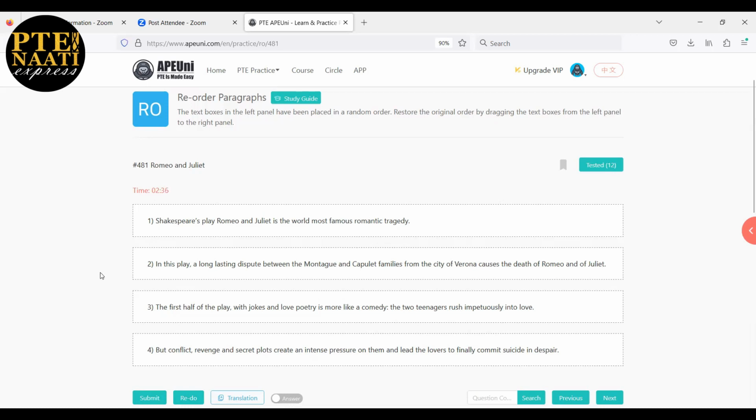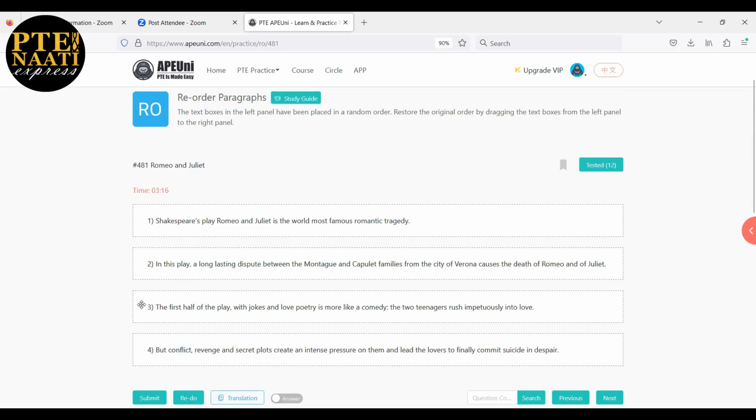Yes, after that, do we take the first half of the play? But conflict, no. The second one is the correct one. You don't need to do anything, because Shakespeare's play Romeo and Juliet has been introduced. So, in this play, a long-lasting dispute between the Montagu and the Capulet families from the city of Verona causes the death of Romeo and of Juliet. So, this is the correct order. First and the second.